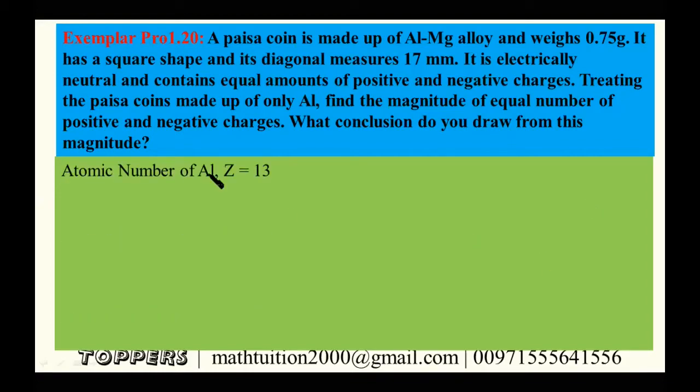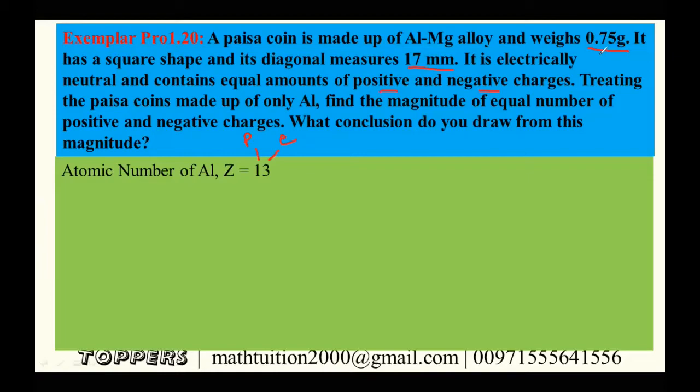See, the atomic number of aluminium is what? 13. It has 13 protons. Since it is neutral, it has 13 electrons, right? We have to find the positive and negative charges. The mass is given, 0.75 gram. Then the shape is given, a square shape. The diagonal is given, 17 mm, right? So the shape and diagonal are not required because we are not going to find the area or volume here. We need mass, that is enough.